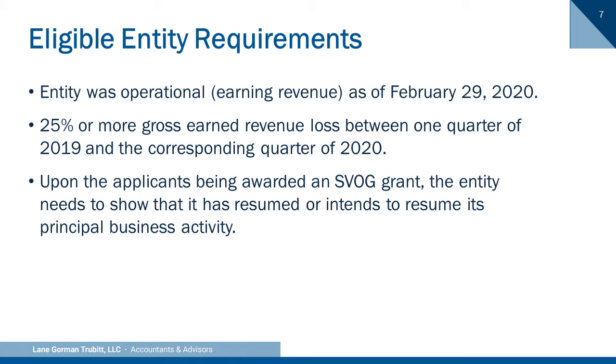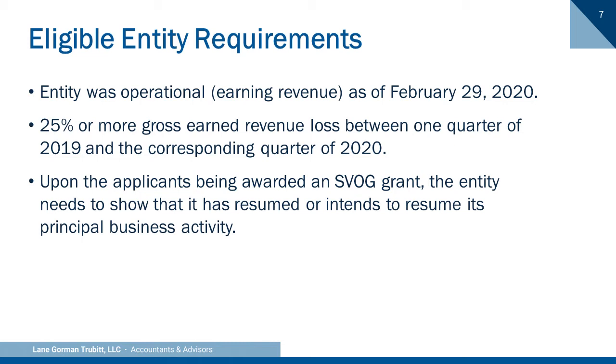While entities were originally prohibited from receiving both forms of SBA assistance, the American Rescue Plan Act, which became law on March 11, 2021, just last week, has removed this restriction. So you can now apply for both the PPP funds and SVOG funds. And we'll talk more about that in later slides. But as I mentioned, the last requirement of this grant is that you would need to either be in operation or plan to resume operation.